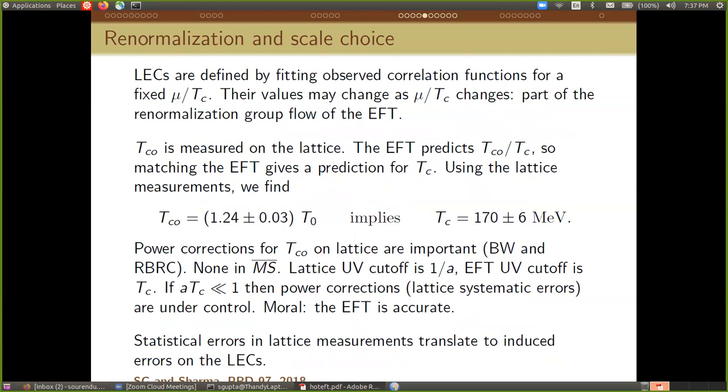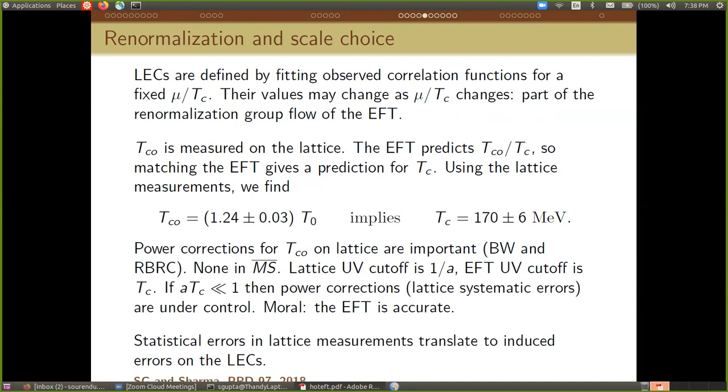I told you that there's a renormalization scale, a regularization scale mu. And once I fix mu, I have extracted the LECs by fitting observed correlation functions to the LECs. But if you change mu, then these values that you have extracted for the LECs will change. And that's how the renormalization group works for the EFT. It's a reflection of how the renormalization group works for a UV complete theory.